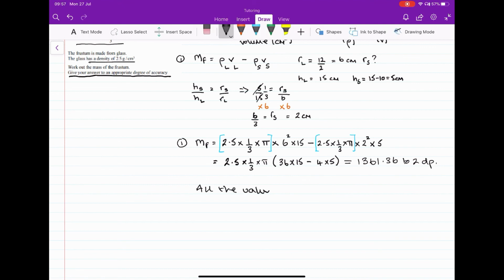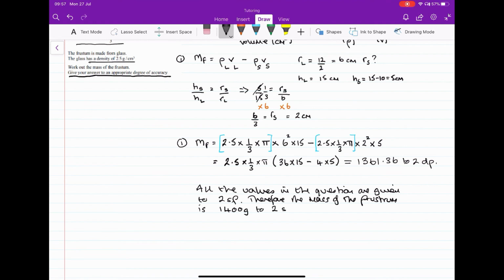The fact that all the values in the question are given to 2 significant figures means that, therefore, the mass of the frustum is 1,400 grams to 2 significant figures.